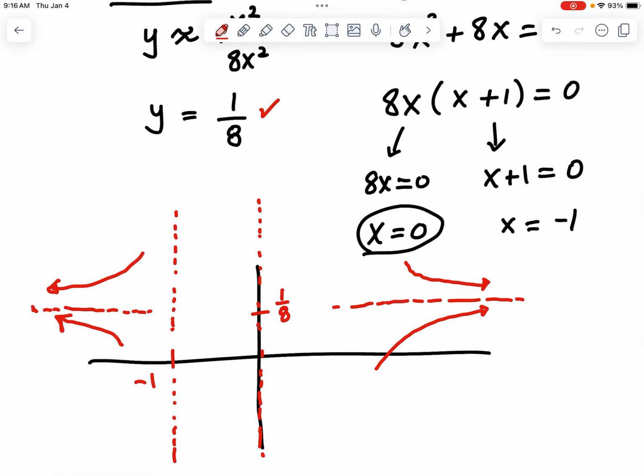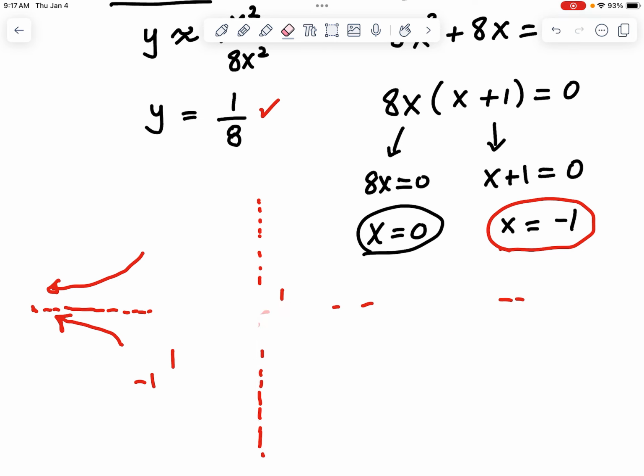and what happened? So it seems that this x equals 0 was correct, but this one is not a vertical asymptote. So I need to erase this dotted line. And then why did that happen? Okay, so let me show you with math rather than with a picture.